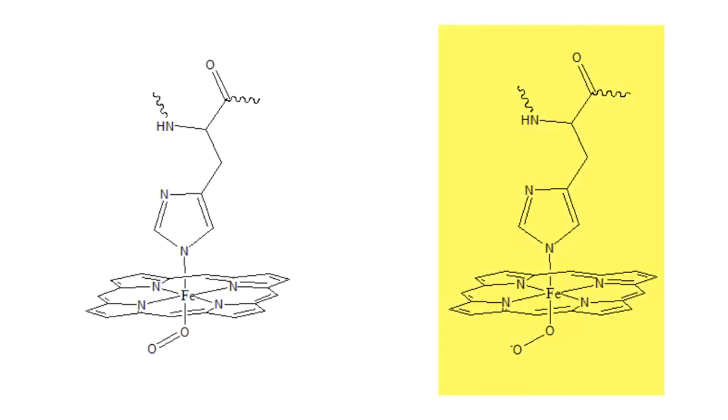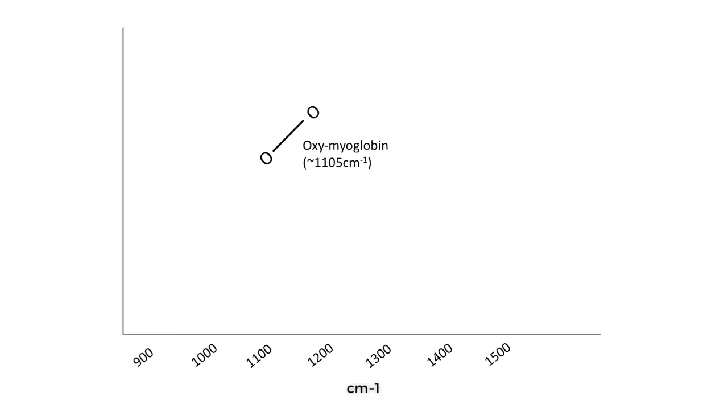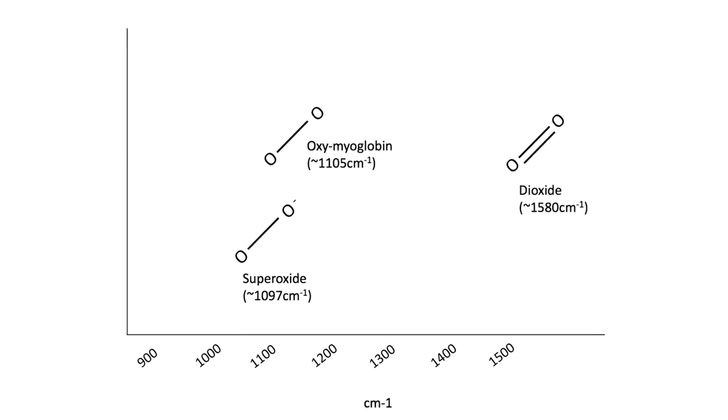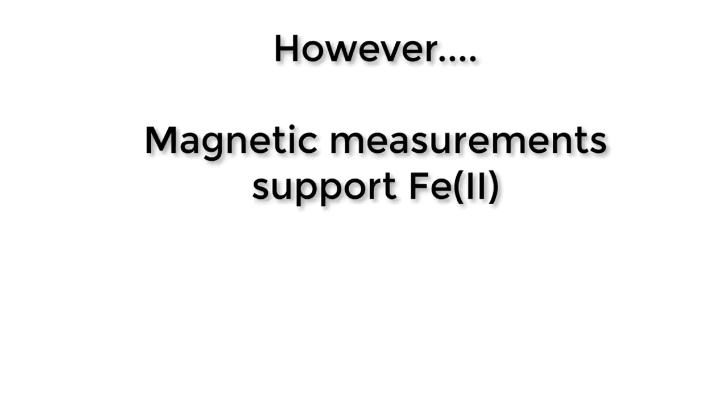A study looked at dioxygen species and their vibrational properties and bond length via IR spectroscopy. They found that oxygenated myoglobin has an oxygen-oxygen bond vibration frequency that is closely related to the oxygen-oxygen bond vibration frequency of superoxide. This IR spectroscopic data is taken as evidence that myoglobin might maintain an iron 3 oxidation state when oxygenated. However, based on the magnetic measurement of iron 2, it is assumed that oxygen binding to iron 2 is preferred over iron 3 binding.